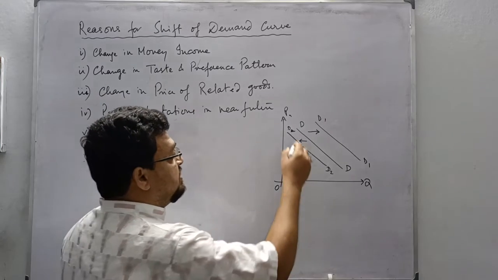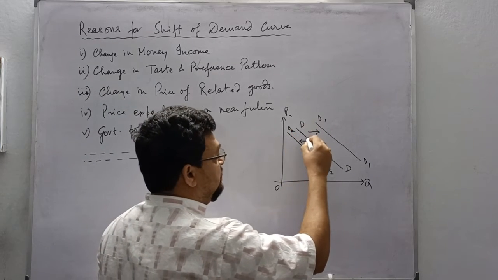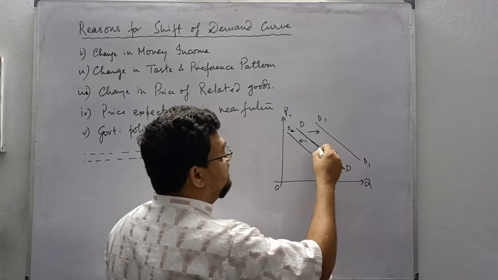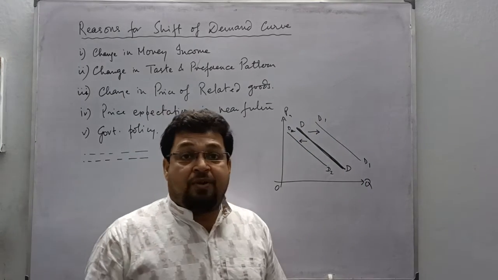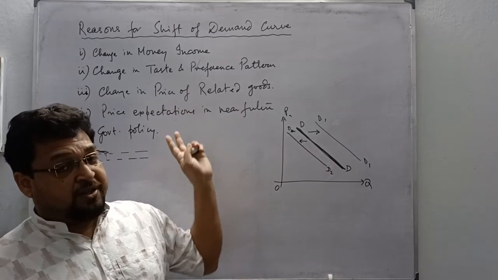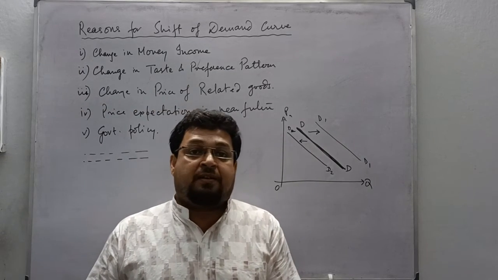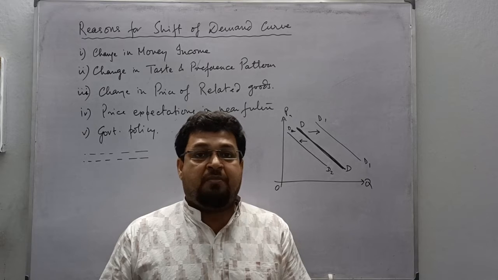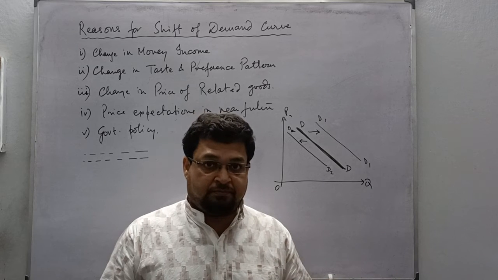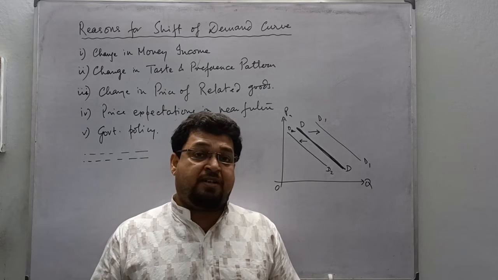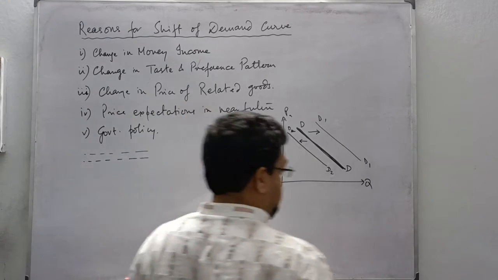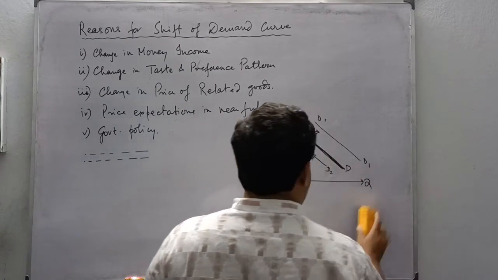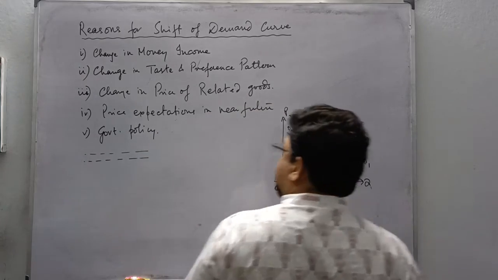So if this is the original demand curve, which we have mapped with the help of the demand schedule, now if there is an increase in demand, the demand curve will shift to the right. If there is a decrease in demand, the demand curve will shift to the left. Taking these into consideration, we come to the reasons one by one.